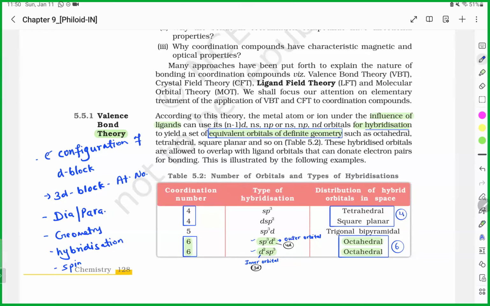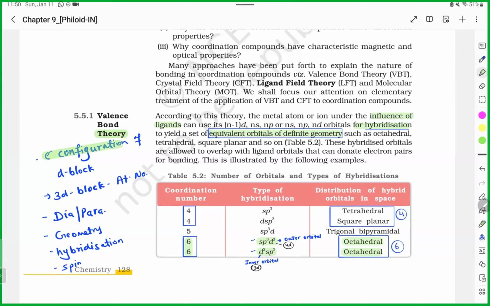In this hybridized orbital, what will happen? The ligand will donate its electron. So if the ligand wants to donate its electron, an orbital should be available in the metal. We want to see how many orbitals are available in the metal, and based on that, the hybridization will be decided. Okay.